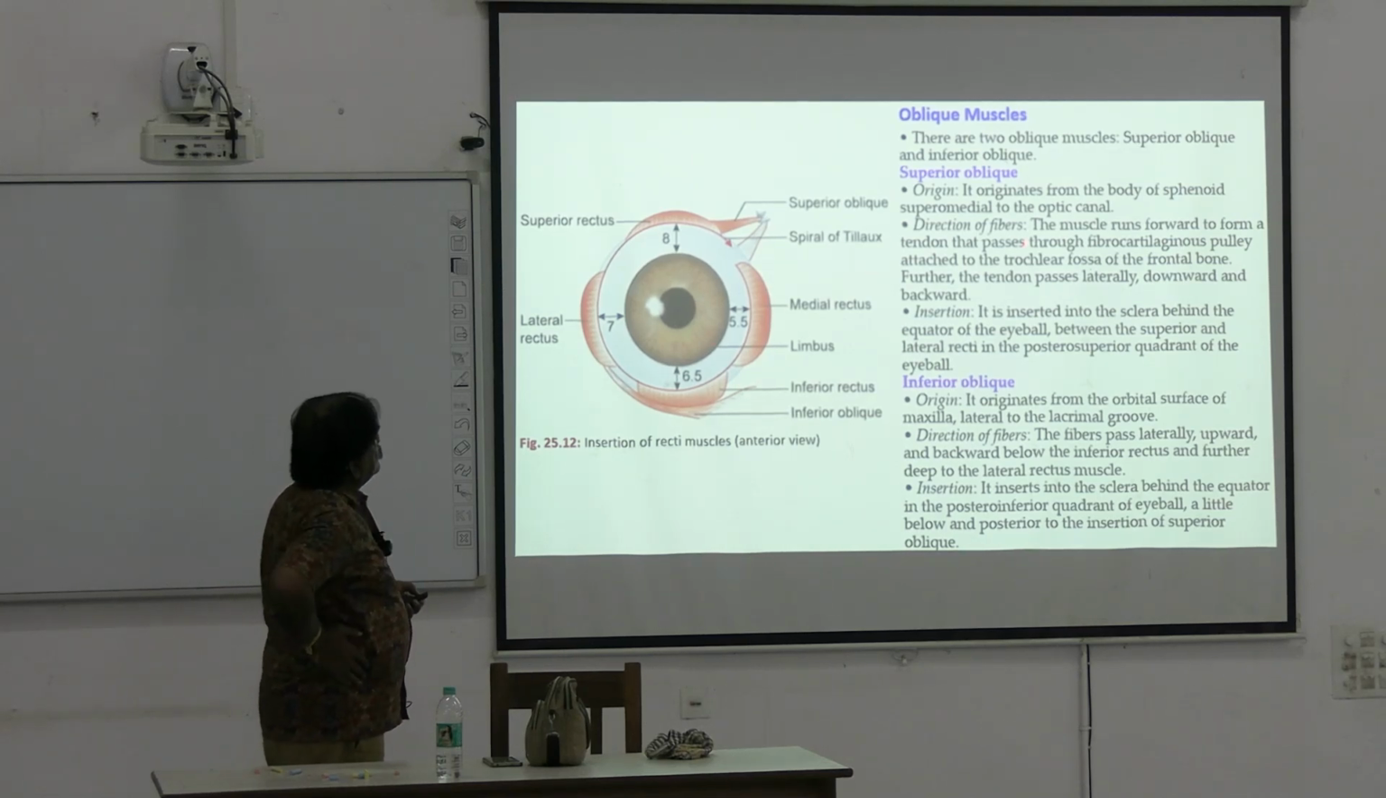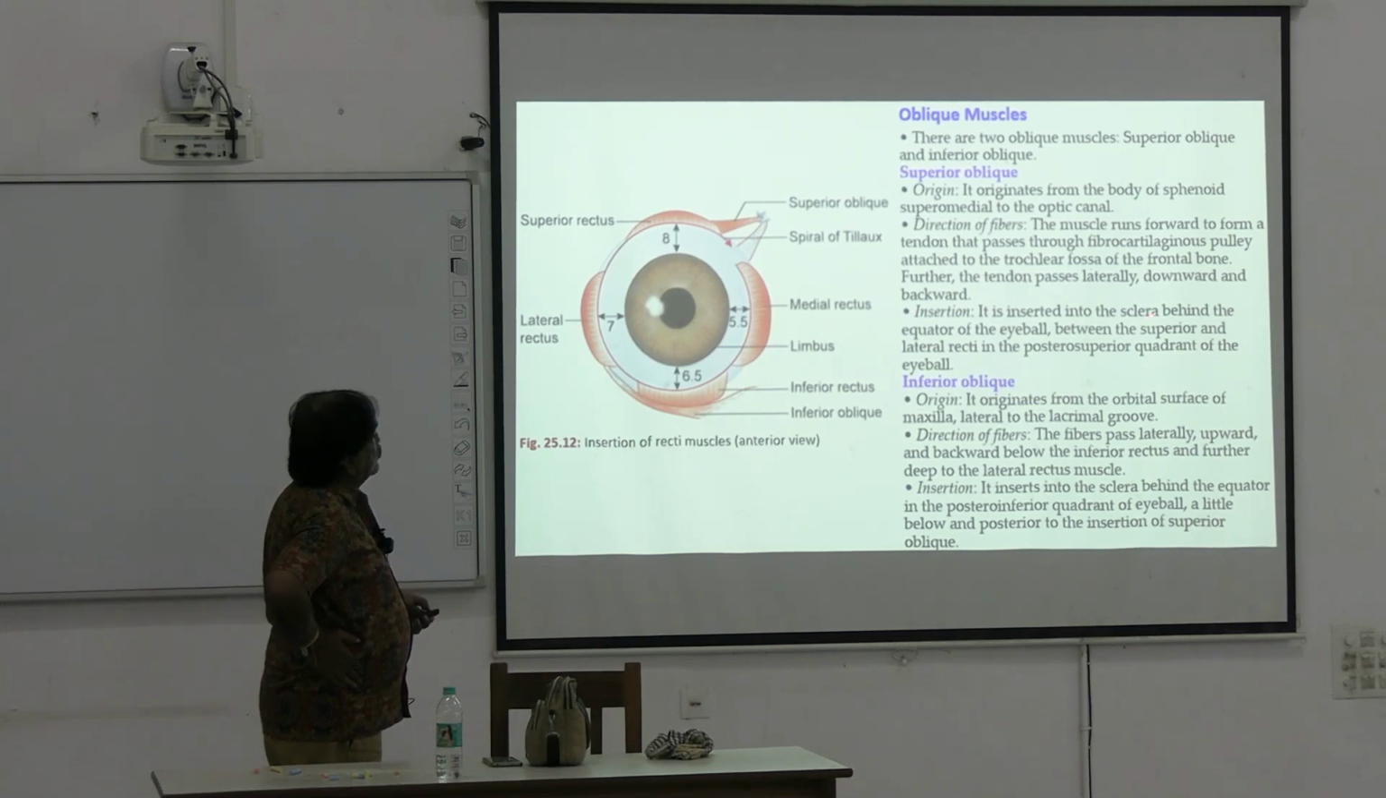Now, it originates from the body of the sphenoid, superomedial to the optic canal. Direction of the fibers: the muscle runs forward to form a tendon that passes through the fibrocartilaginous pulley attached to the trochlear fossa of the frontal bone here. And further, the tendon passes laterally, downwards and backwards.